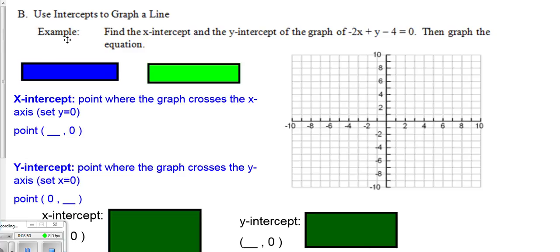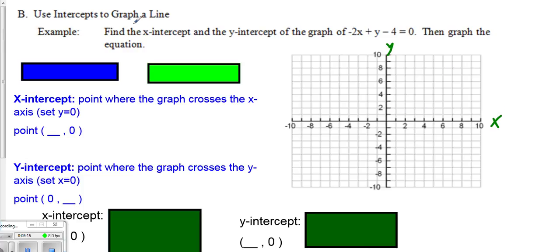Part B, we're going to be using intercepts to graph a line. So for example, we're going to find the x and y intercept of the graph of this equation, then we're going to graph the equation. Now remember, this is our y-axis, it's up and down. This is our x-axis, it goes left and right.